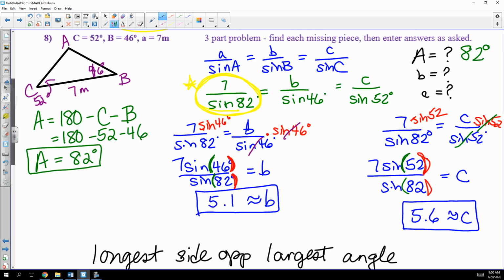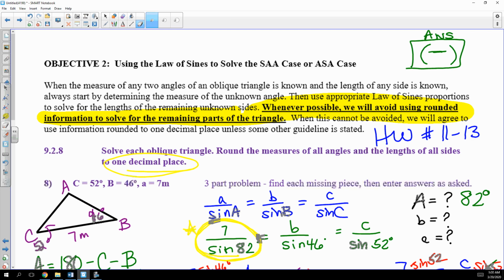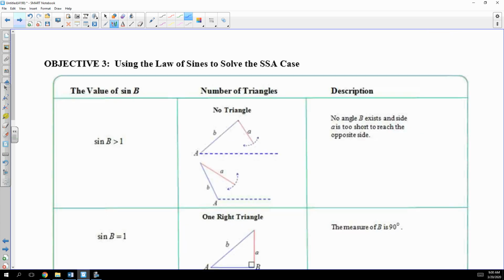This one would be like homework problems. Let me see if I can tell you. This would be like homework problems number 13, number 11 through 13. I'm sorry, I'm lying. I'll take that back. This will be like homework numbers 7 through 10. All right, and then I'm going to move on to the next page and talk about the next type of problem.